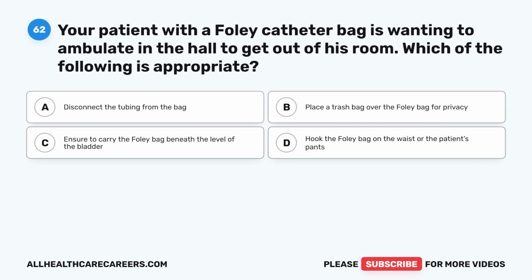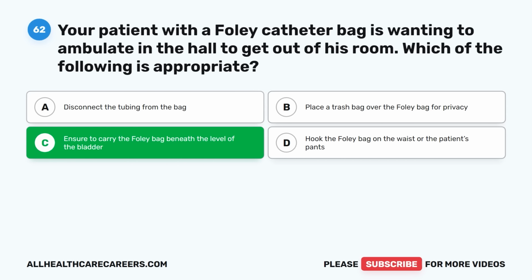Question 62. Your patient with a Foley catheter bag is wanting to ambulate in the hall to get out of his room. Which of the following is appropriate? A. Disconnect the tubing from the bag. B. Place a trash bag over the Foley bag for privacy. C. Ensure to carry the Foley bag beneath the level of the bladder. D. Hook the Foley bag on the waist of the patient's pants. The correct answer is C.